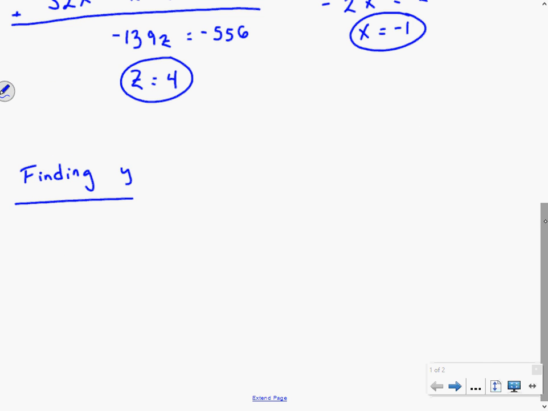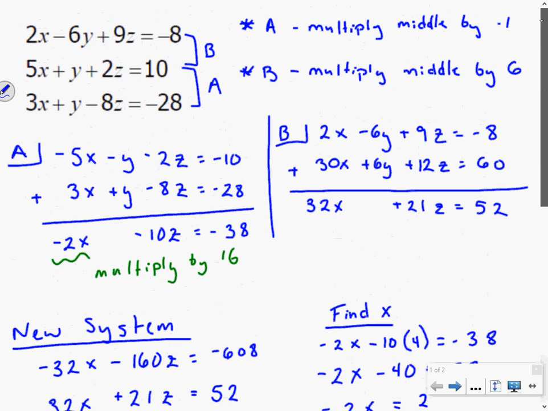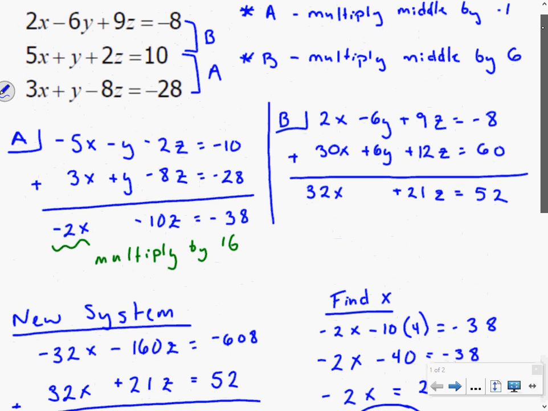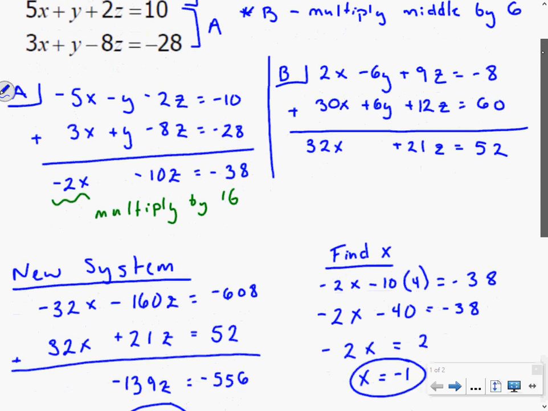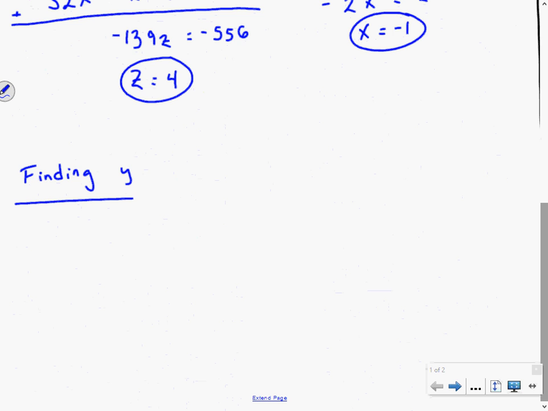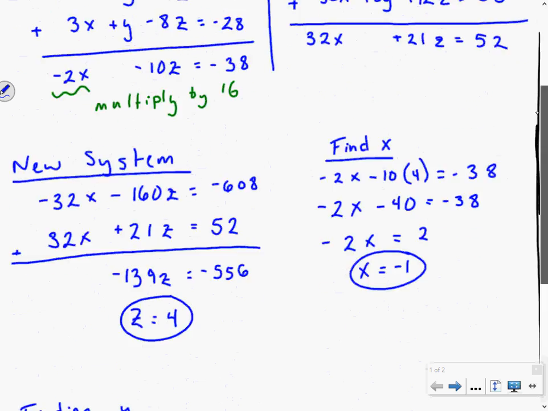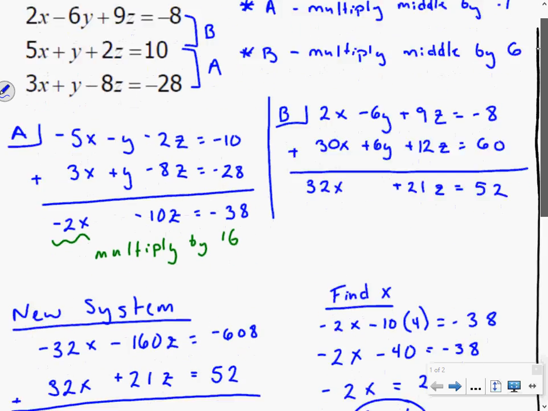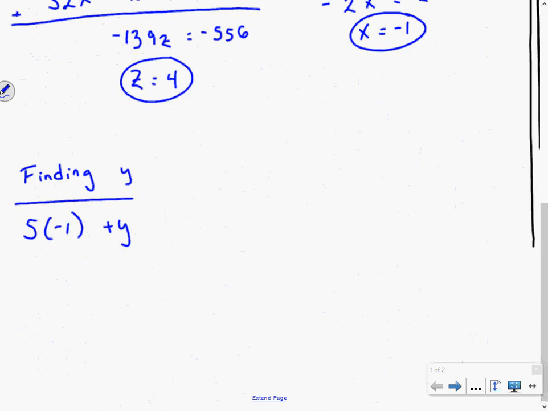So let's pick one of our original three equations, I should say. We're looking for y. Let's plug back into that middle equation. So 5 times negative 1 plus y, and then let's see what it was for z. I can't remember here. Plus 2z is equal to 10.